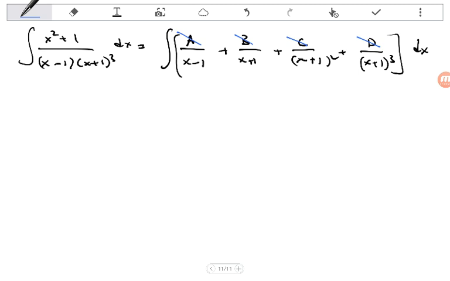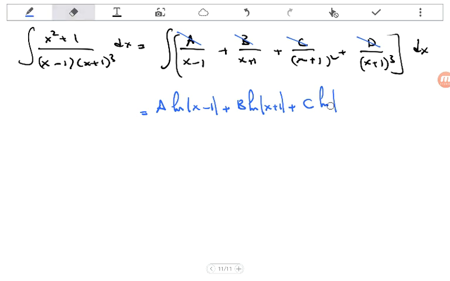Now I want to find the result of the integration. What is the result of the integral? The first will be a ln x minus 1. The second will also be ln x plus 1. The third will be, no, it is not ln. This is a linear bracket raised to some power, so I use the power rule. This is all raised to power minus 2. So it will be x plus 1 to the power minus 1 over minus 1.